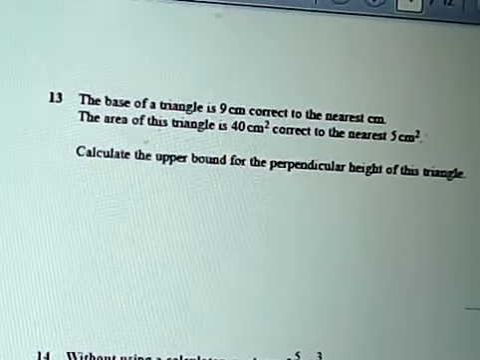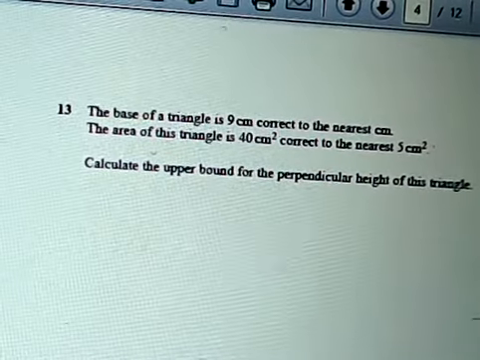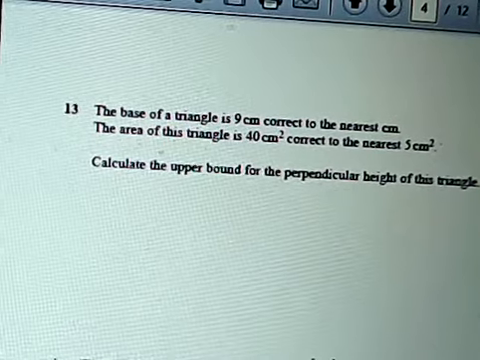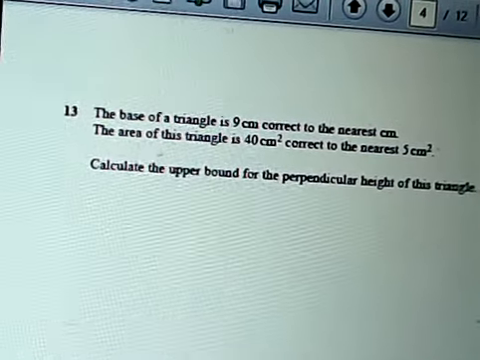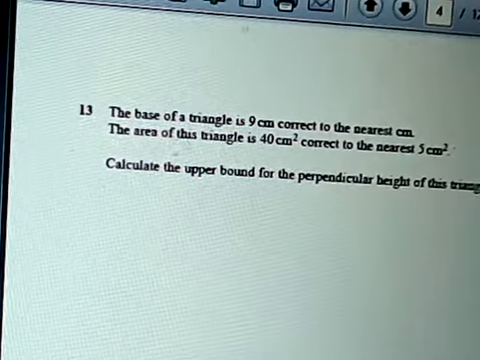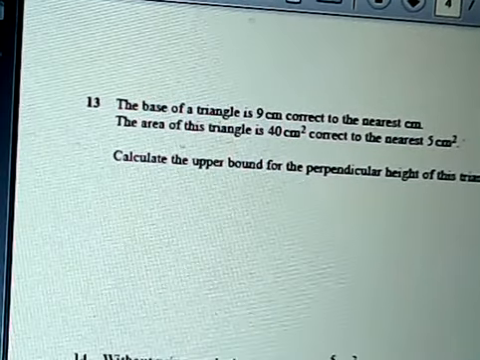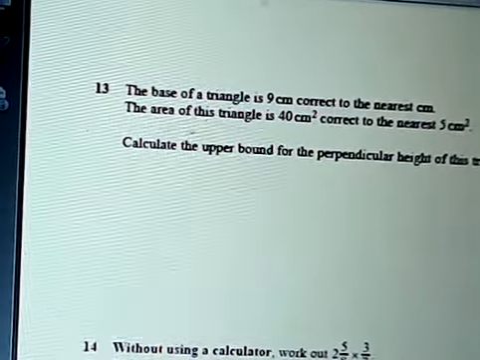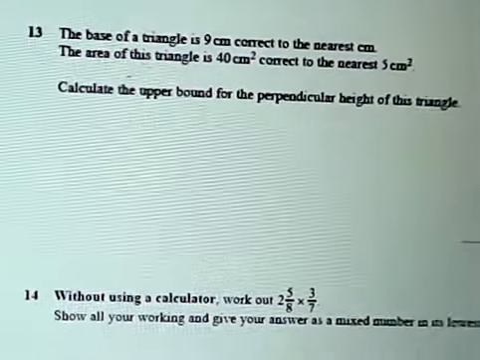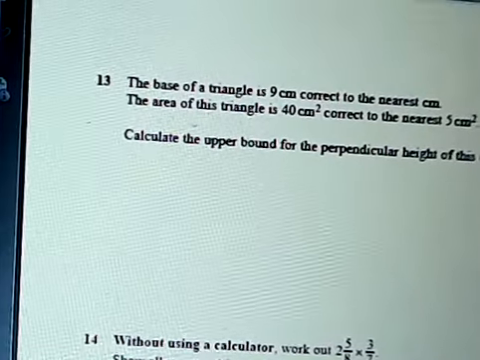Okay, so there is the question. The base of a triangle is 9 centimeters, correct? The nearest centimeter. The area of this triangle is 40 square centimeters, correct? The nearest 5 centimeters, correct? The upper bound. So we are going to look for the greatest possible height. Okay, so the greatest possible height.